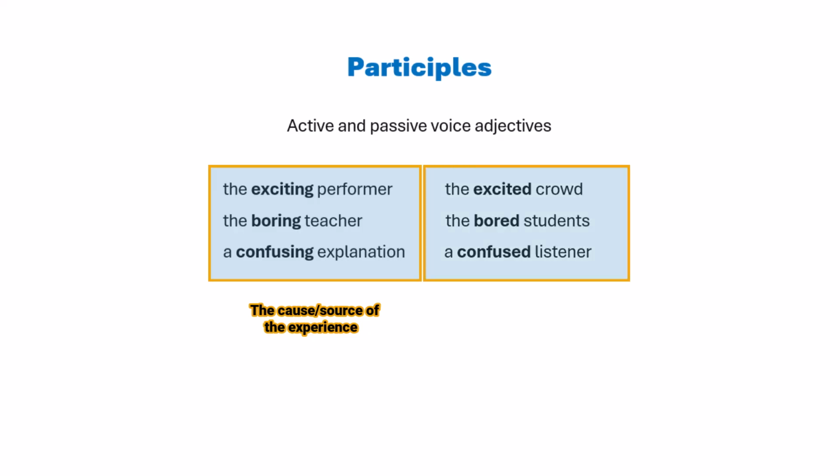The passive voice participles, which use the third form of the verb, as in give, gave, given, refer to the one having the experience. The crowd, the students, and the listener are the ones having the experience. They are not its source. In other words, they are the passive recipients of the experience.